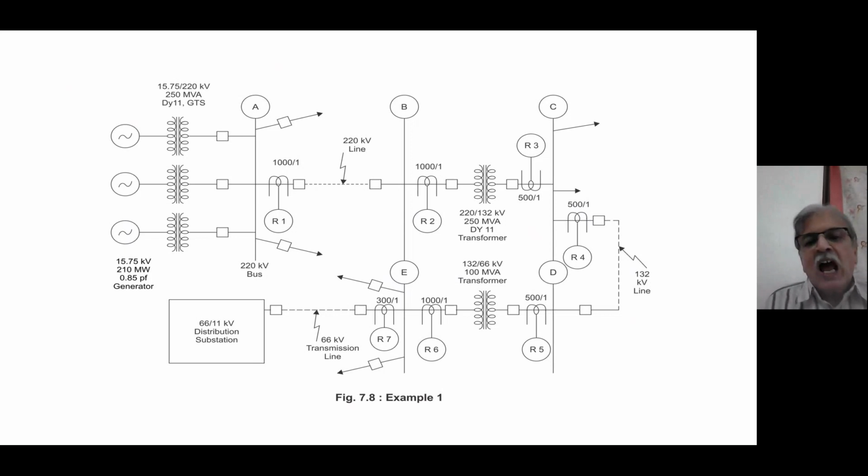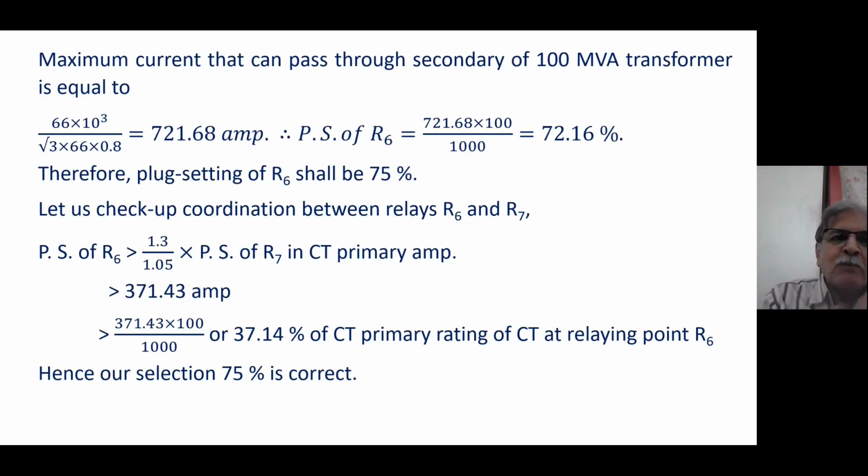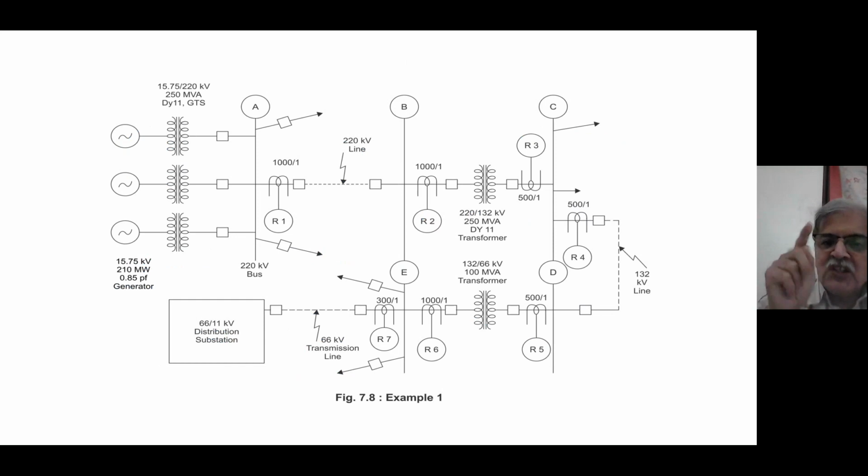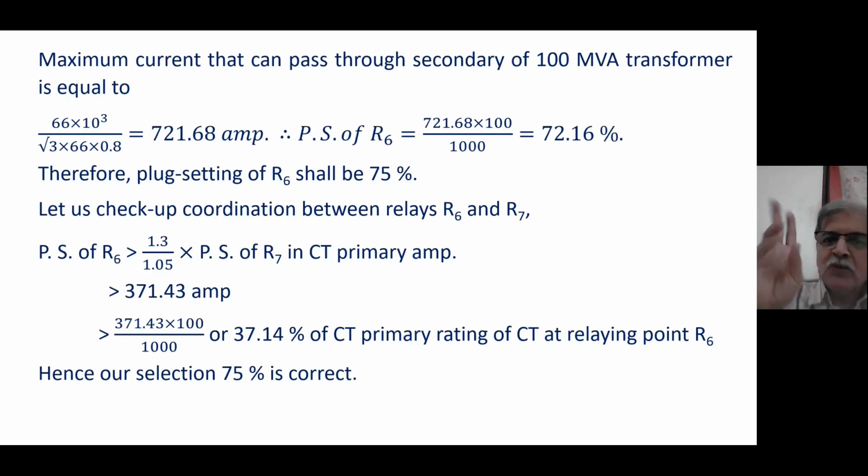That is very obvious. No doubt, R6, R7 coordination also I have to consider. So if I consider that, my dear friends, how do I decide the plug setting of R6? Based on 66 megawatt, that is on 132 kV line, my current comes to 721.68 ampere, and that 721.68 ampere as a percentage of 1000, because R6 is 1000 bar 1 CT. As a percentage of 1000, it comes to 72.16%. So my plug setting of R6 in next 25% step is 75% done.